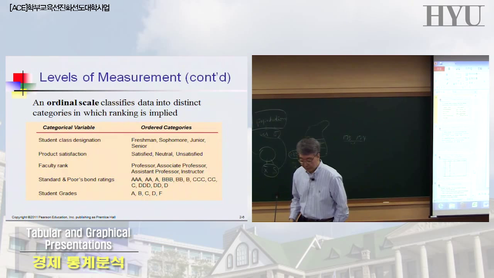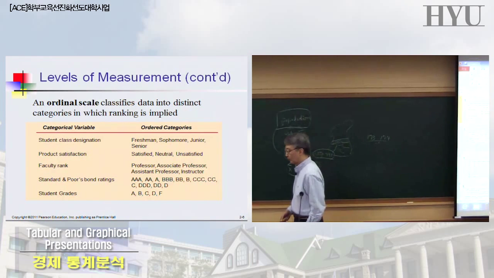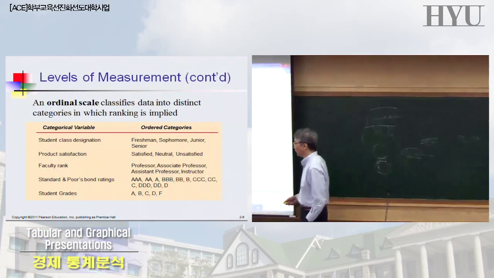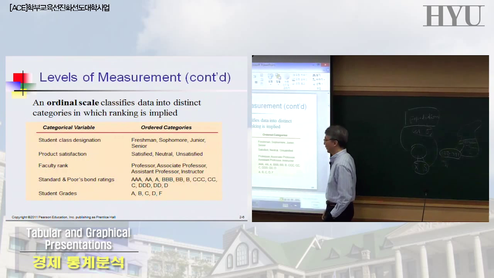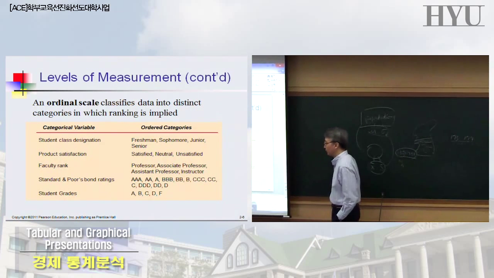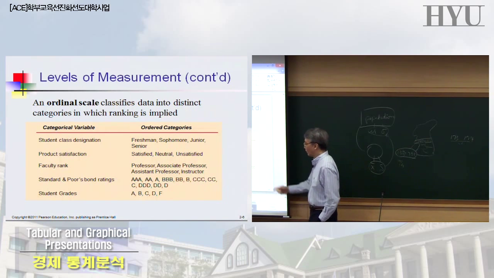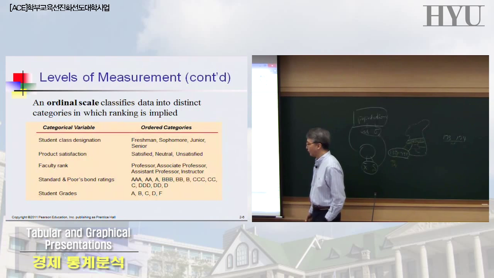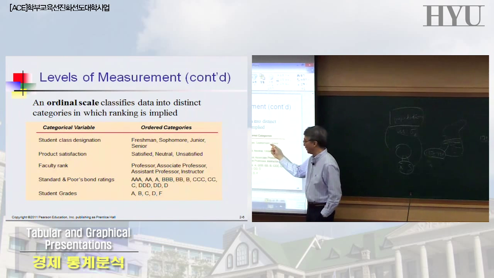But sometimes we can see clear ranks among these categories. Then we call them ordinal scale variable, ordinal scale measurements. Well, we talked about the school grades, freshman, sophomore, junior, senior. Which one is better? I don't know. But usually we have some ranks.